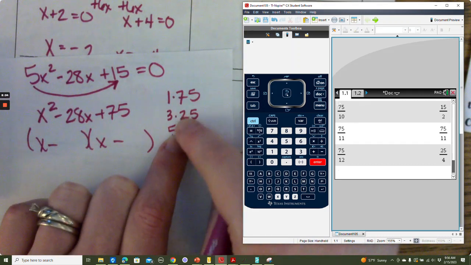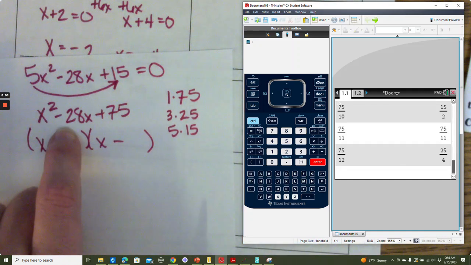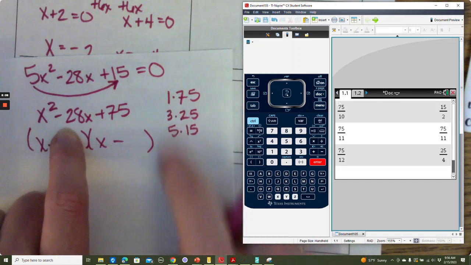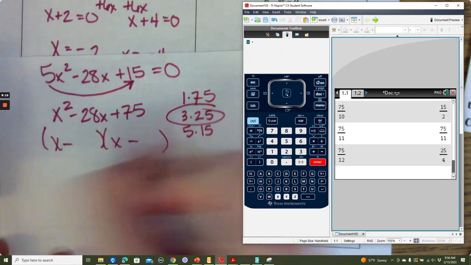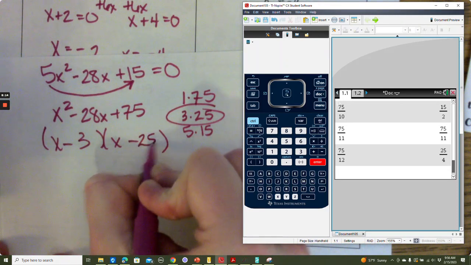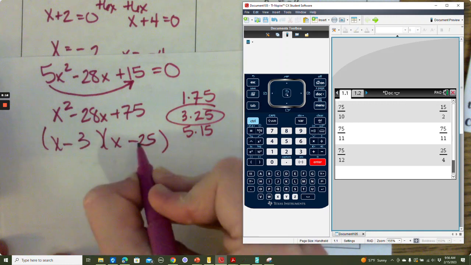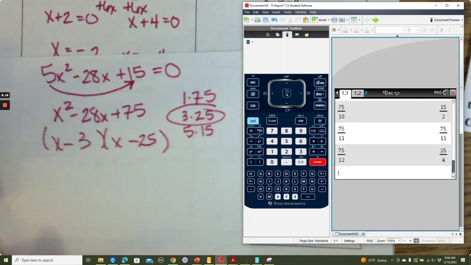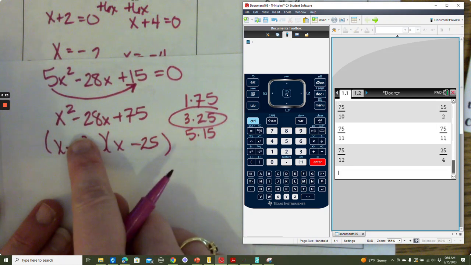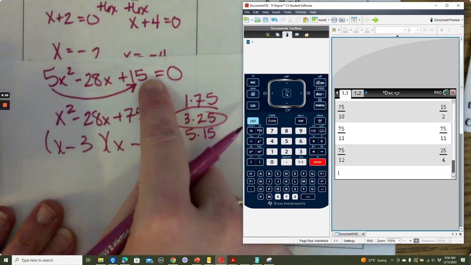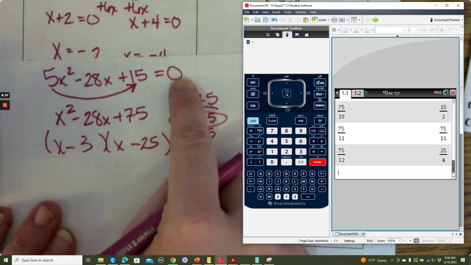I need 2 of these that are going to add or subtract to make 28. Do I have a pair that'll add or subtract to make 28? 3 and 25. And they're both negative. And then if I go back and check, negative 3 plus negative 25 gives me negative 28. But this is slip and slide, so I'm not done. I slipped this 5, so I have to undo that.